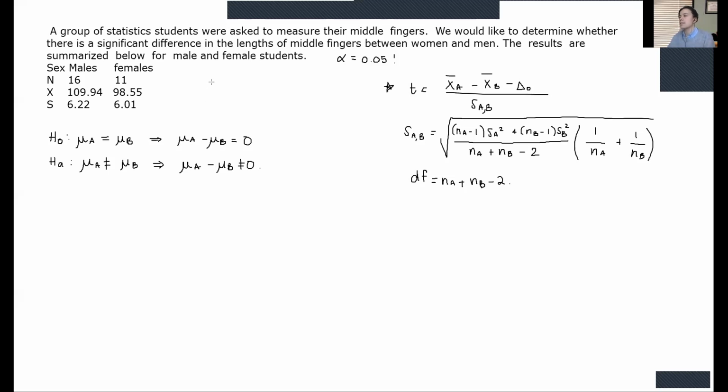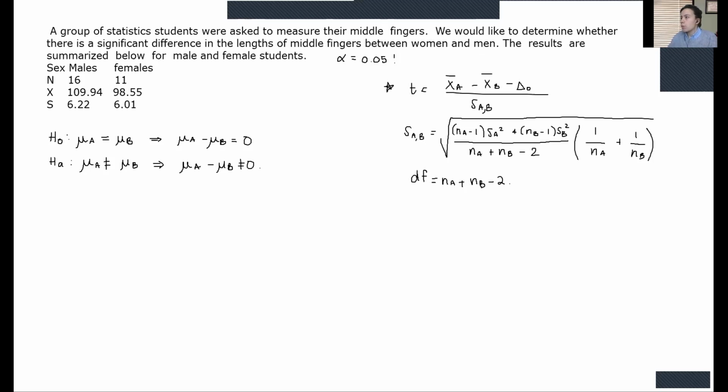And then I introduced a test that allows us to compare two different samples, right? So we said the test is applied for two independent samples, and it allows us to test for a difference between those two samples. The example that we had for that was that a group of statistics students were asked to measure their middle fingers, and we want to determine whether there's a significant difference in the lengths of middle fingers between women and men, right? So that's what we're doing. We're trying to test for a difference between women and men. The results are summarized below for female and male students.